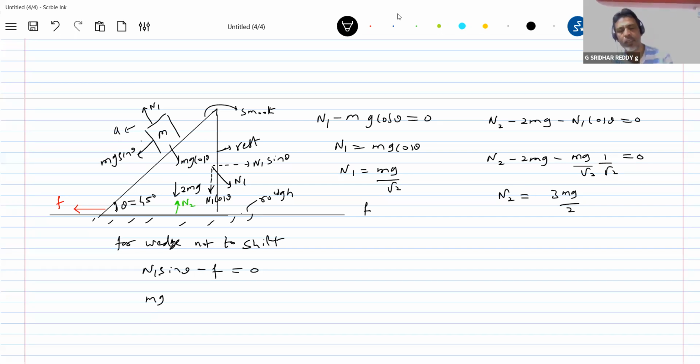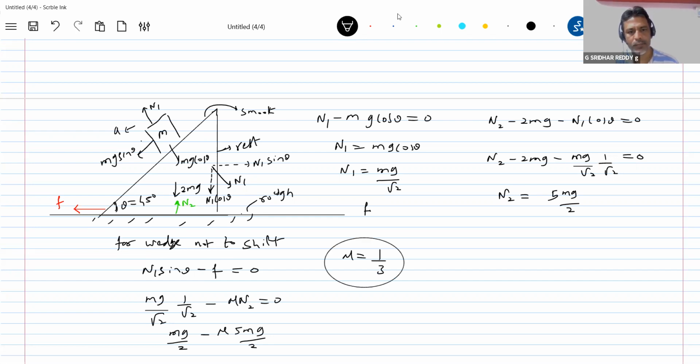Now n1 will be mg by root 2, sin theta is 1 by root 2. The friction force will be mu N2. So this will be mg by 2 minus mu N2. What is the value of N2? 5mg by 2. So mu equals how much? 1 by 5. So this should be your answer.